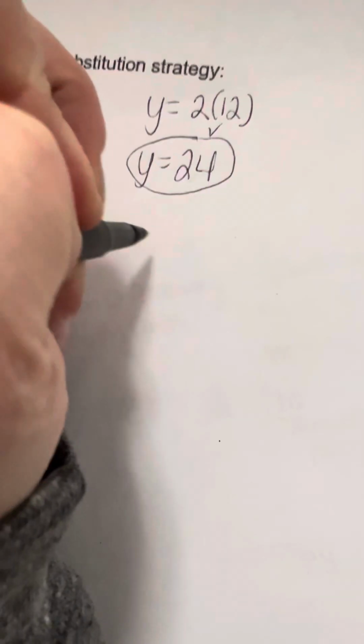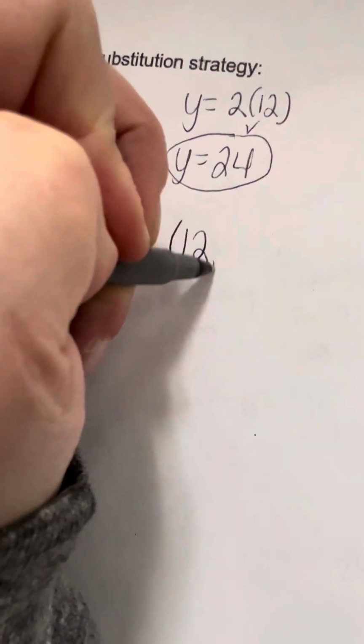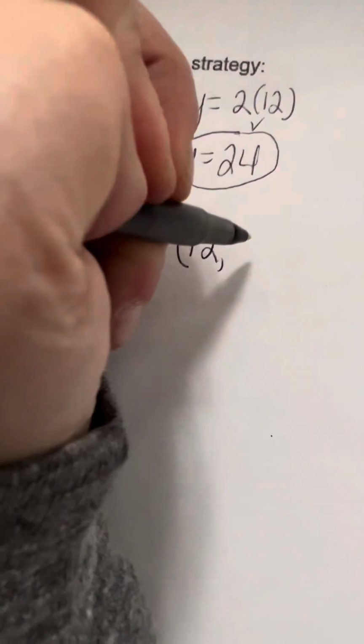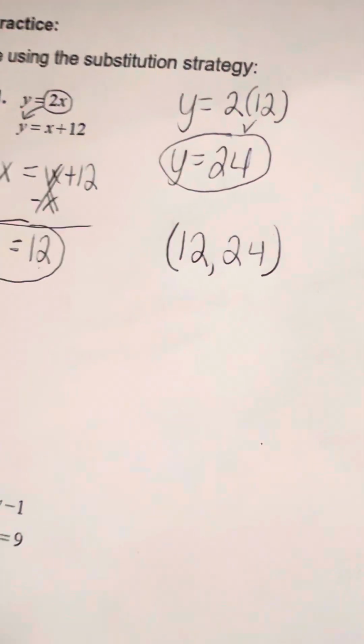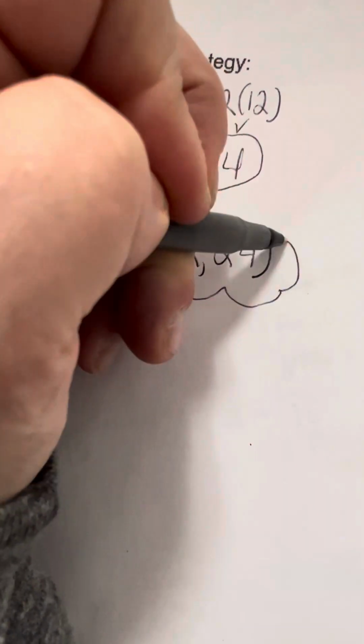So when we write our answer, we write our x coordinate in the set of parentheses, 12, comma, our y value, 24 in this case, and our finalized answer is 12 and 24.